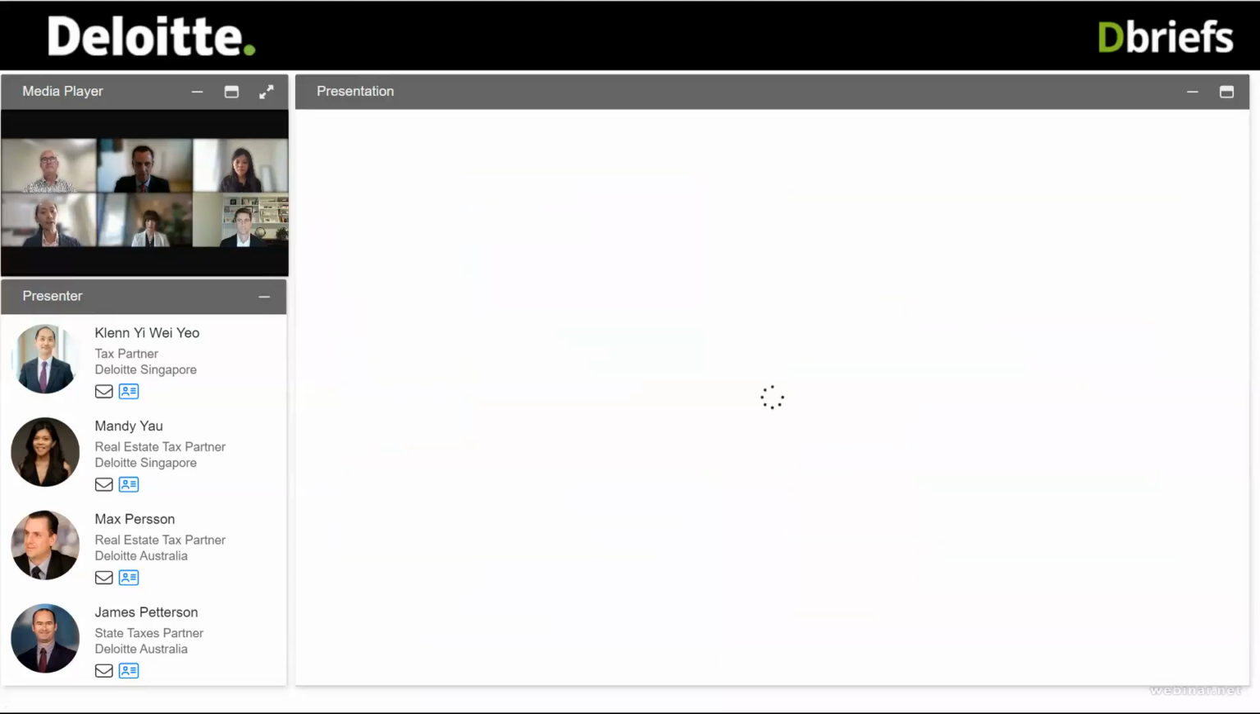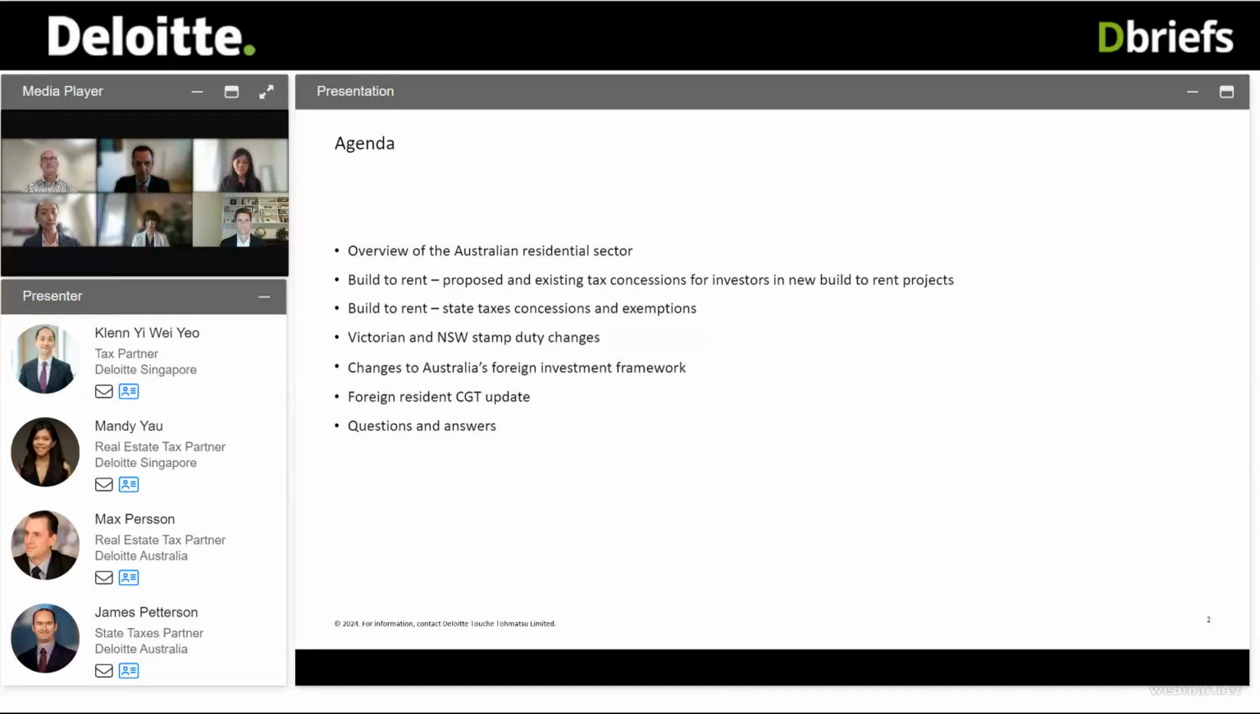Let's have a look at today's agenda and the following topics that we'll discuss. We'll start with the overview of the Australia residential sector, followed by build to rent, proposed and existing tax concessions for investors in the new build to rent projects, state taxes, concessions and exemptions, Victoria and New South Wales stamp duty changes, Australia's foreign investment framework, foreign resident capital gains tax updates, and we'll end off with the Q&A.